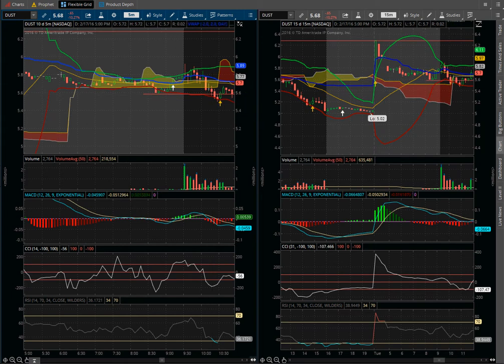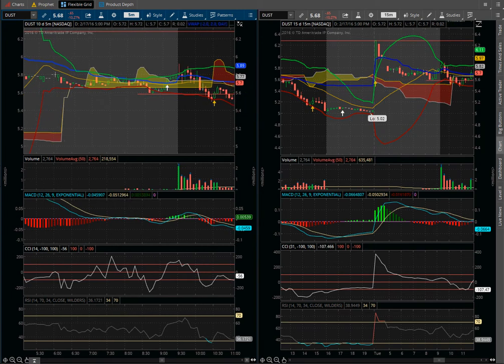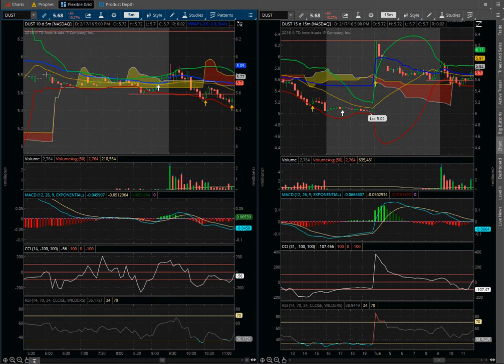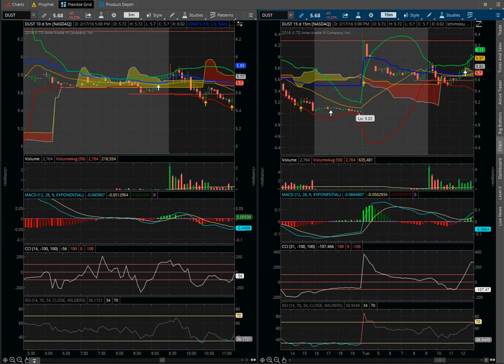Okay, so let's move the time scale a little bit longer, and we see this breakdown, and we see another buy signal. Breakdown and another buy signal.